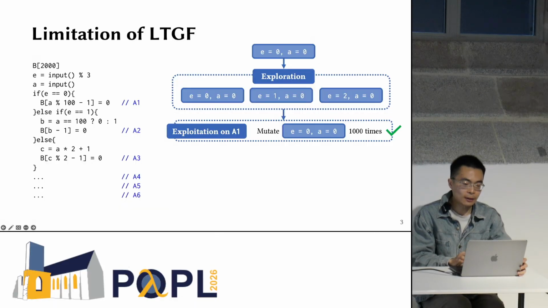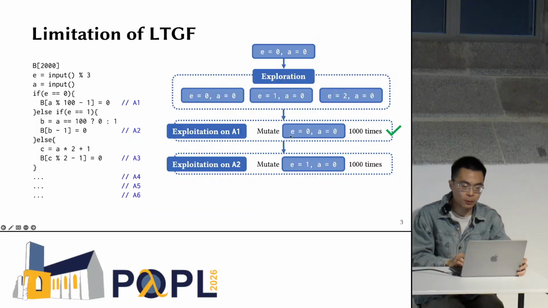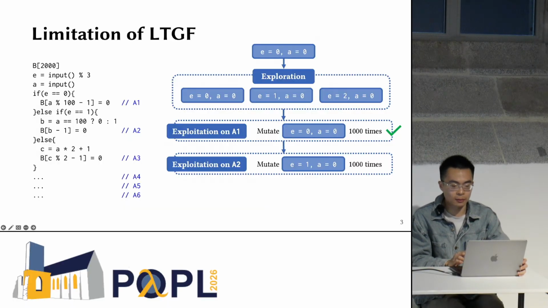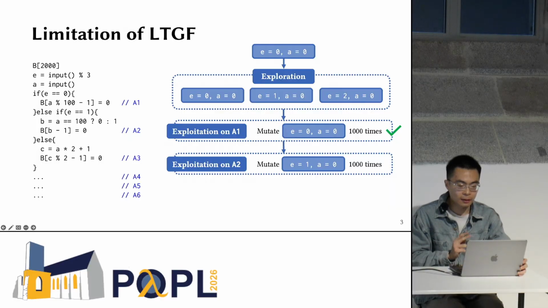For A1, LTGF picks the seed that is closest to that target, say A equals 0, and mutates it for a given time. Assume 1,000 mutations in this time budget. The bug behind A1 is triggered whenever A mod 100 equals 0. So it's quite likely that one of those 1,000 mutations will hit such a value and expose the bug. Then LTGF moves on to A2. This bug only occurs when A is exactly 100. With 1,000 random mutations, the chance of hitting exactly 100 is extremely low. So it's very unlikely we will trigger this bug.